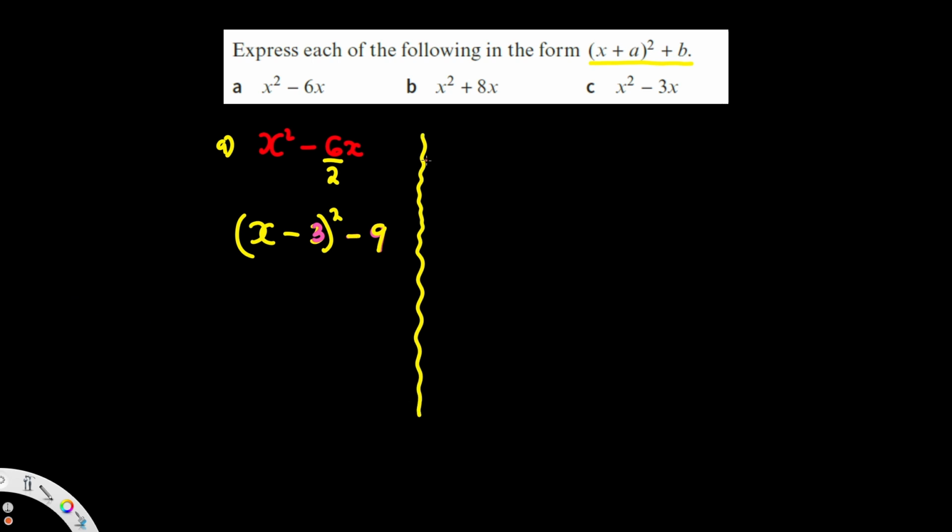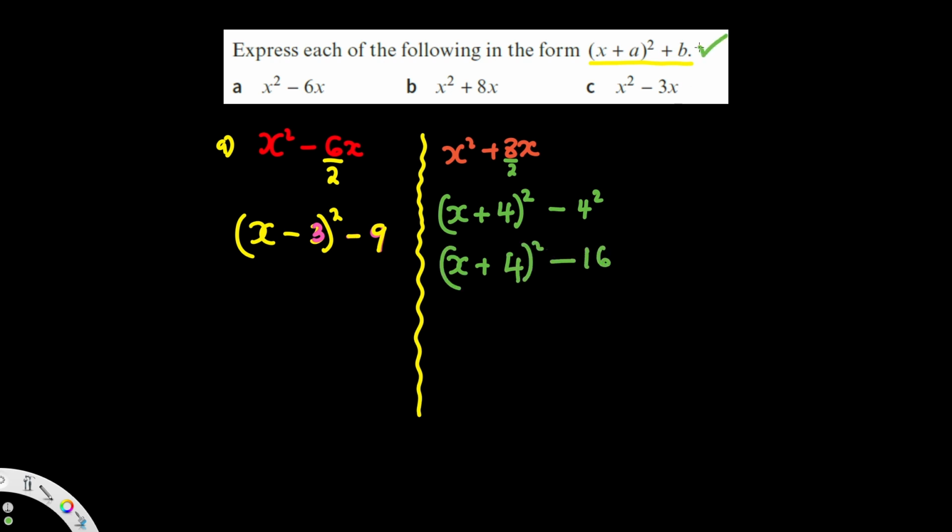Next, we have x squared plus 8x, which means that a half of this is going to be what? Is going to be 4. So our expression is going to be x plus 4, which is coming from half of this. Then we shall square that minus the square of 4, which is going to be x plus 4 squared minus 16, which is the expression that we have here.